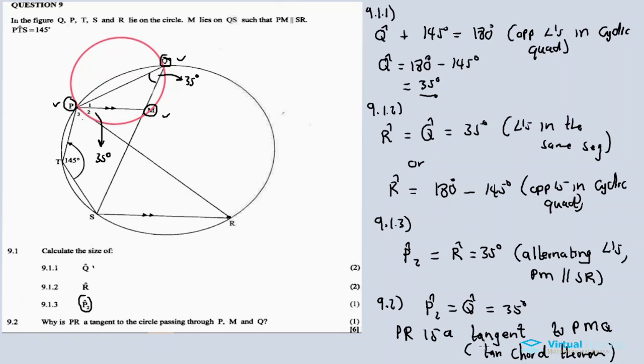Now, the question may ask you to prove that a line PM or PR or AB or something like that is a tangent to such and such circle. You need to think in terms of the tan chord theorem. Most of the time that is how we prove tangents. So question 9 ends here at 9.2 for 6 marks. It was a fair question, I believe.